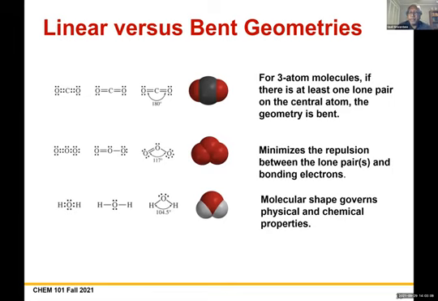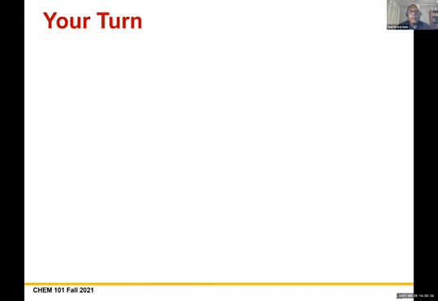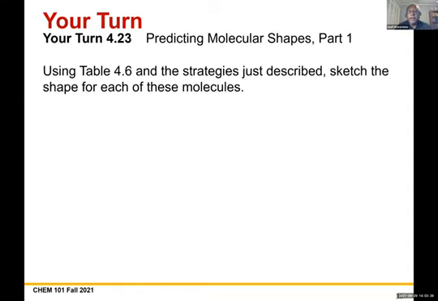The molecular shape and the bond angle govern the physical and chemical properties of these molecules. We're going to look into how the greenhouse gases differ from non-greenhouse gases based on the geometry of the molecules in a minute. Predicting the molecular shape, we're going to do a few problems.